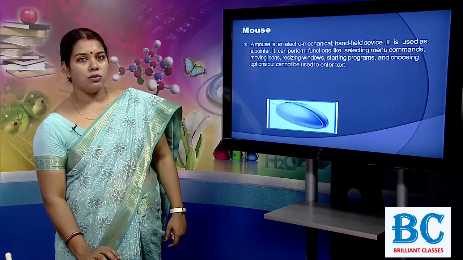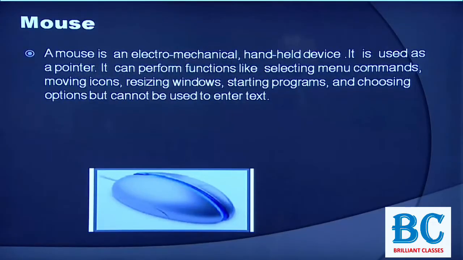Then we have a mouse. A mouse is an electromechanical handheld device. It is used to control the moving icons on the Windows operating system. You can use it to start programs and for choosing options, but obviously you cannot use a mouse to enter text. So, that is the purpose of a mouse.